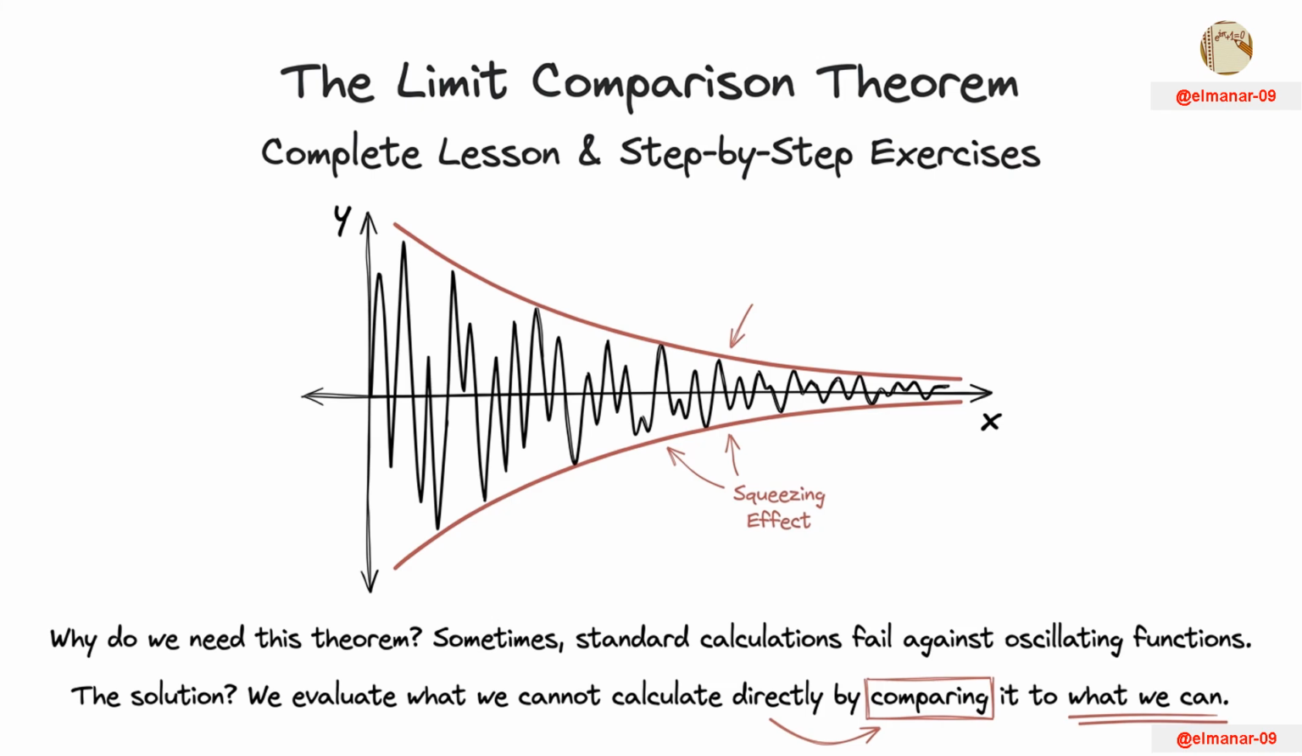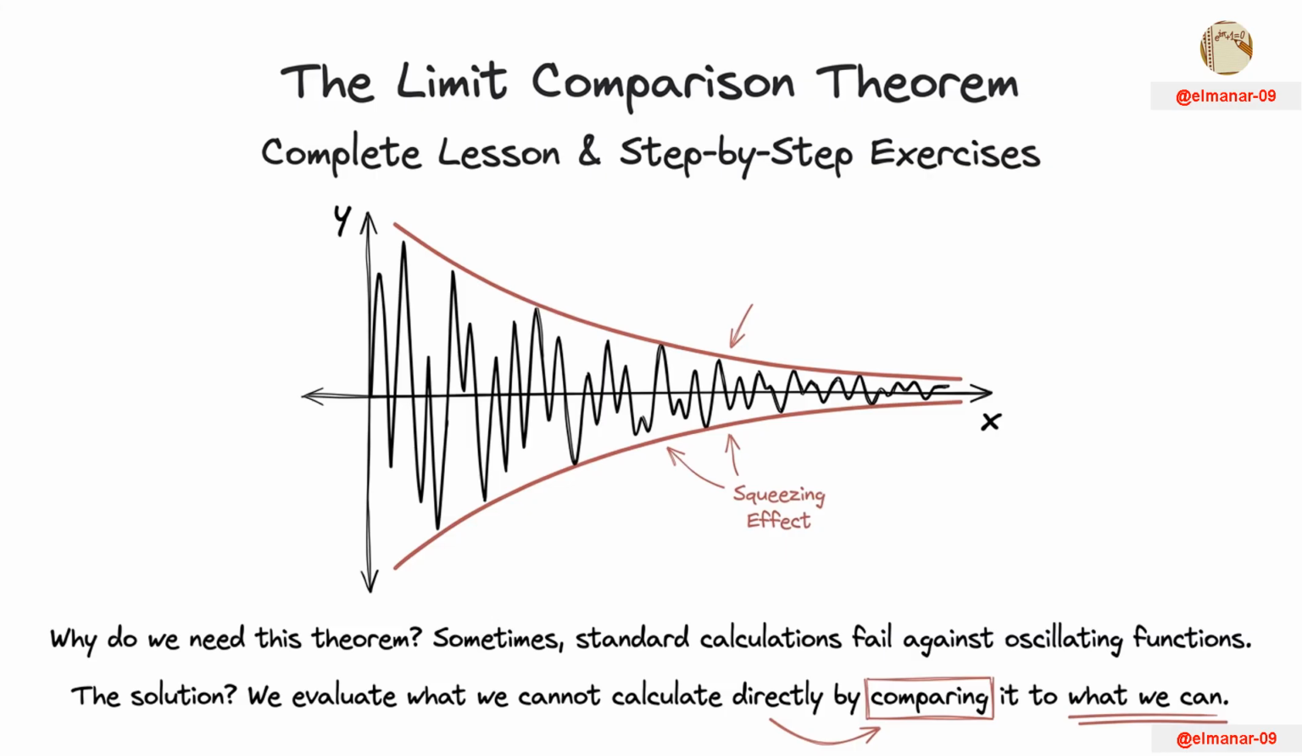Today, we are going to master one of the coolest tools in calculus, the Limit Comparison Theorem. Look at this graph. Do you see that black line wiggling back and forth? That is an oscillating function. Sometimes math behaves like a wild roller coaster that won't sit still, and our standard calculation methods just break down. But don't worry, we have a secret weapon.